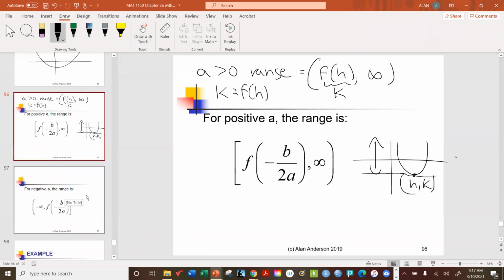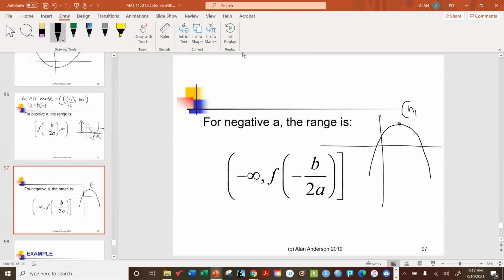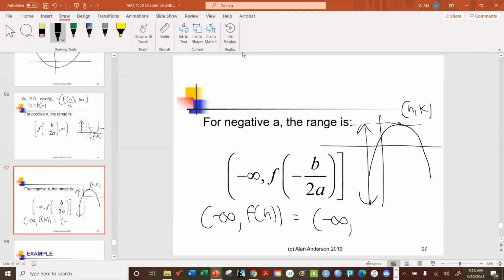Now, if A is negative, now remember, that's the case where the parabola faces down. Then we have the opposite case. And then all that means is that Y is restricted to being somewhere between K and negative infinity. And that's what this means. In fact, this could be rewritten as negative infinity comma f of H, or negative infinity comma K.